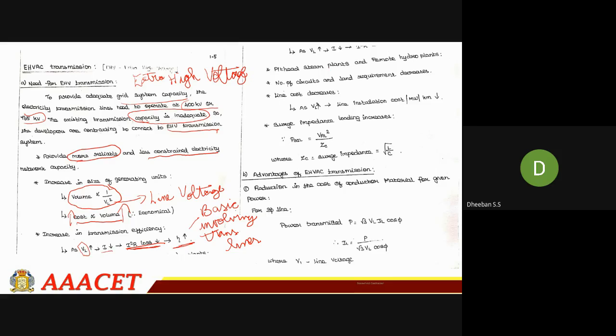Where this kind of EHVAC will be used: it will be used in your remote steam plants and your hydro plants. Okay, so the number of circuits and the land requirements decreases, because the capacity of voltage or the power carried through your EHVAC will be very high when compared to your other things.